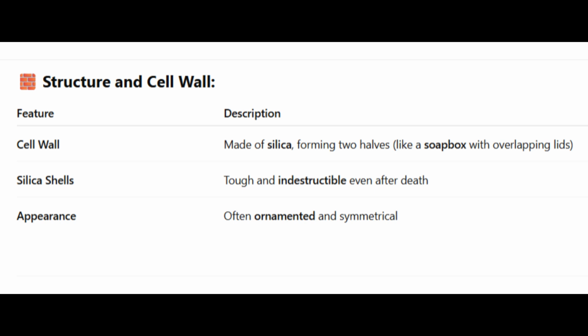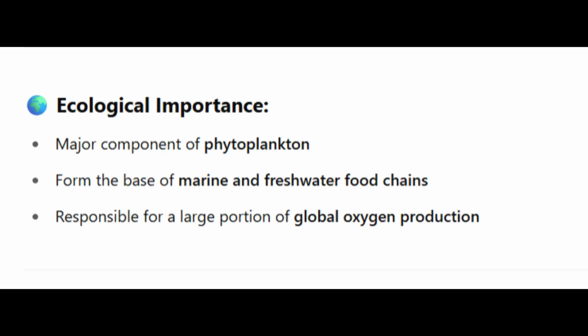Structure and cell wall. Feature description: the cell wall is made of silica, forming two halves like a soapbox with overlapping lids. The silica shells are tough and indestructible even after death. Appearance is often ornamented and symmetrical.